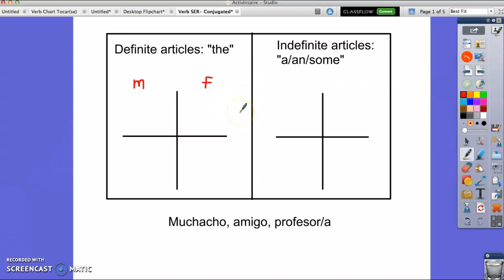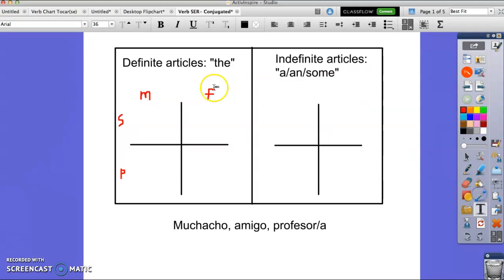Okay. And then also in Spanish, what's interesting is that we have singular and plural, just like we do in English. So if we're talking about the boys or the girls. So over here, I'm going to put an S for singular and I'm going to put a P for plural. Okay. All right.